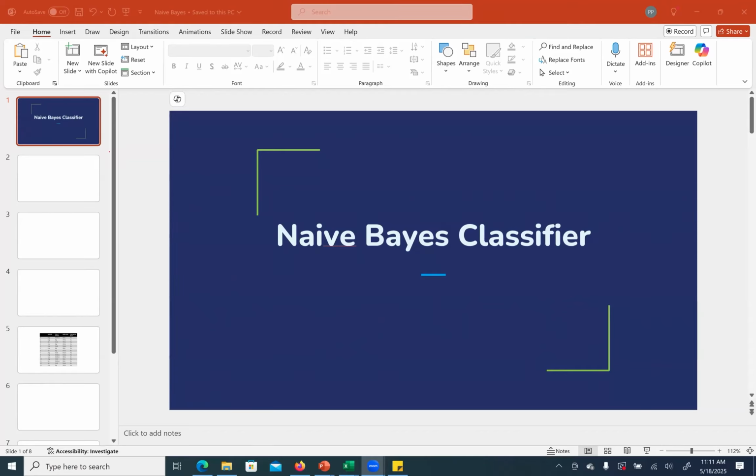Okay, cool. So a naive-Bayes classifier is actually based on the naive-Bayes theorem. It's a very easy, very straightforward one. So let's start.